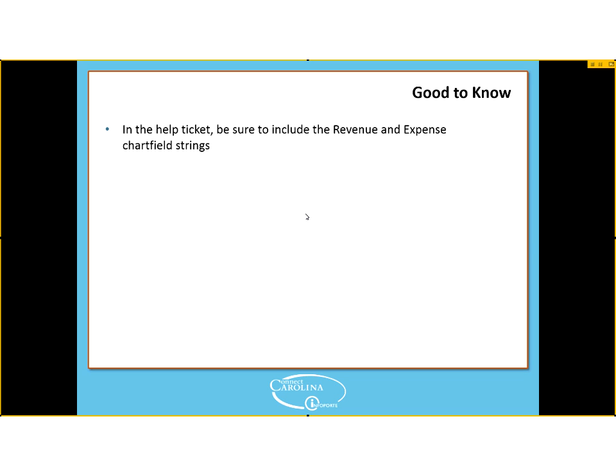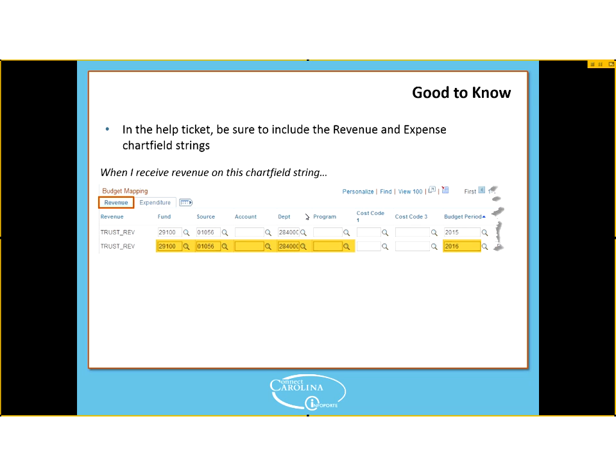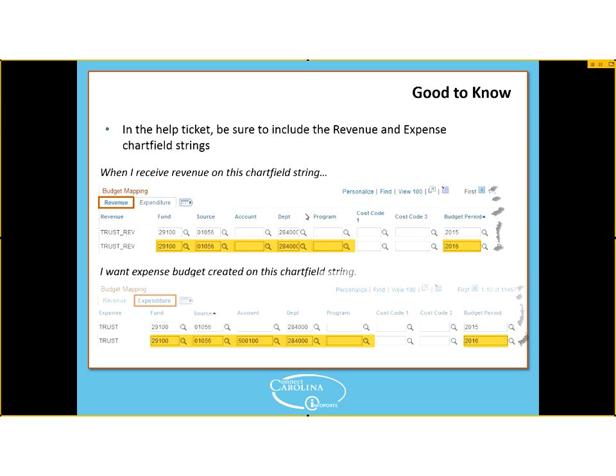When you enter the help ticket, you want to be sure that you include the revenue and the expense chart field streams, because if you don't, the ticket's just going to be sent back to you because we won't know what to put in the table. So as you're deciding what the revenue and expense chart field streams look like, think about, when I receive revenue on this chart field stream, I want it to create budget on this chart field stream, okay? So that's what you need to think about, and this is where it'll be entered in the system, okay?